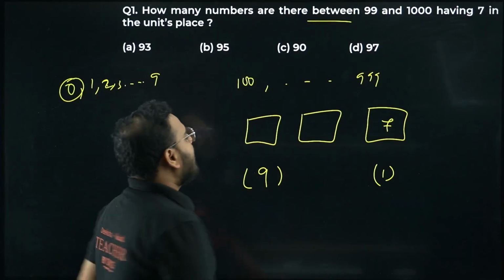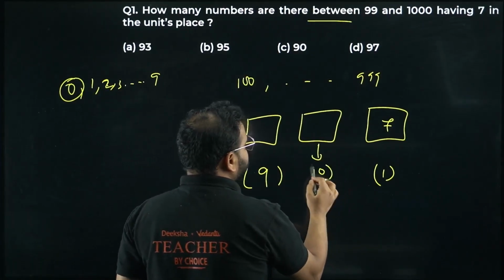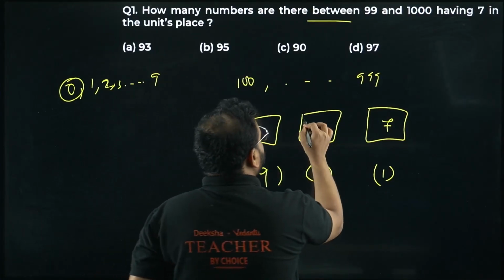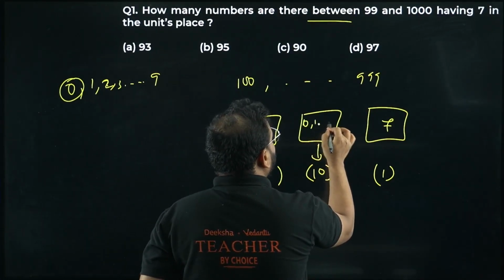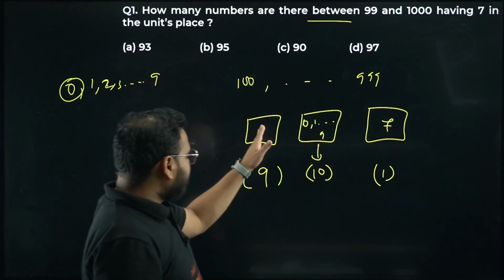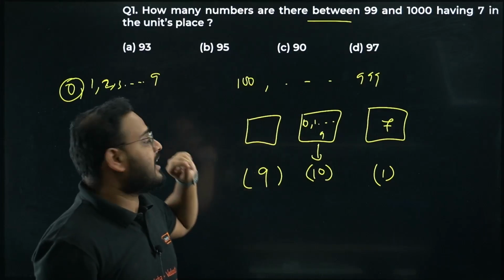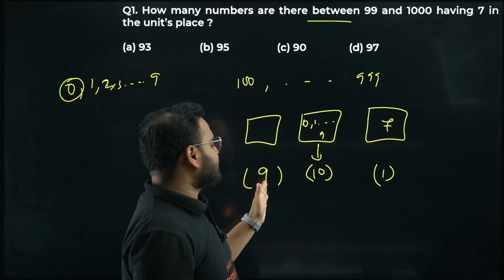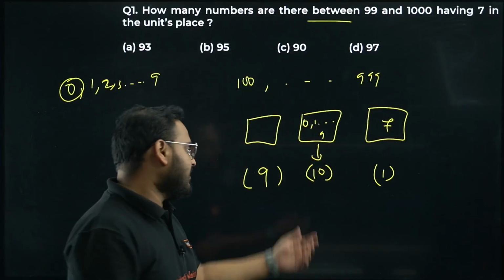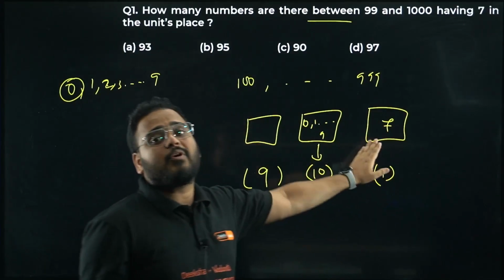What about this, sir? I can take a total of 10 ways over here. Correct? Now I can take 0, 1, 2, all the way till 9 also. It means for the first digit, at the hundreds place, I can take 9 digits. For this I can take a total of 10 digits. For this I can take only 1 because we want 7 at the end.